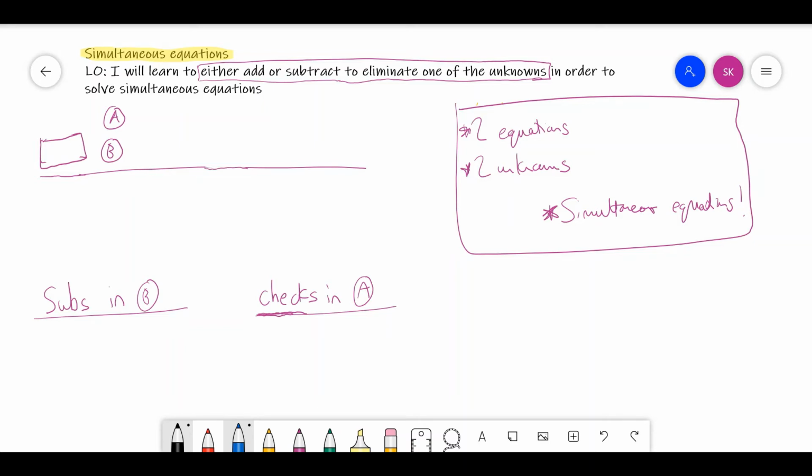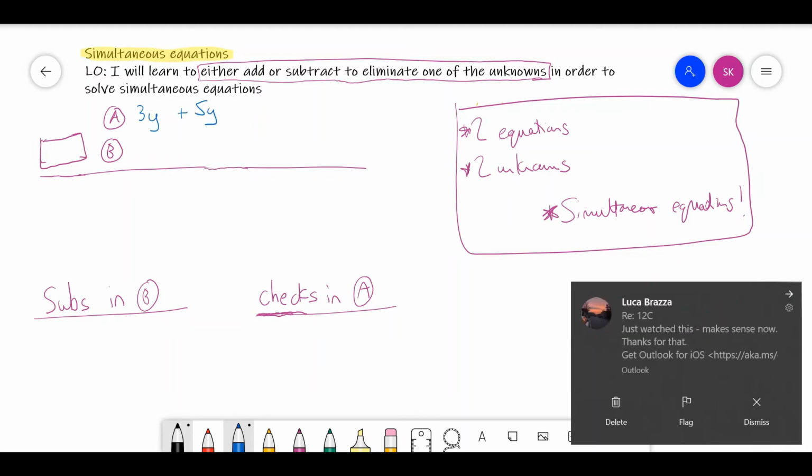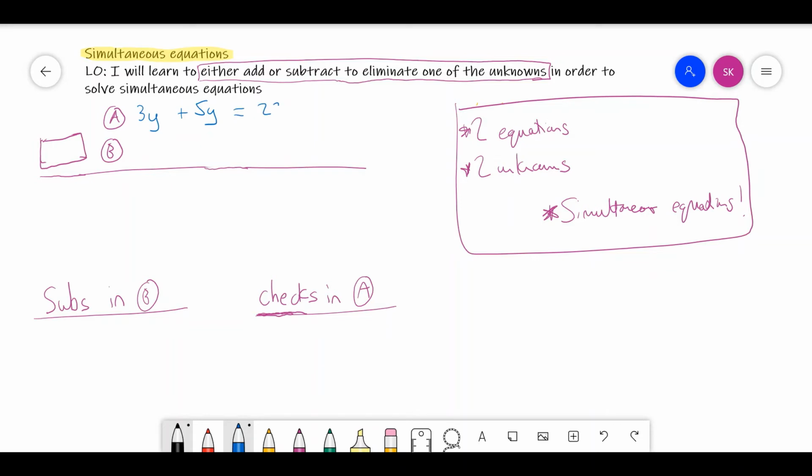So this one is 3y plus 5x equals 22. And this one is 3y plus 2x equals 16. So our aim is to find a value for both x and y.